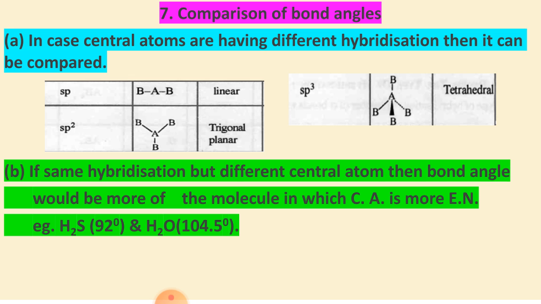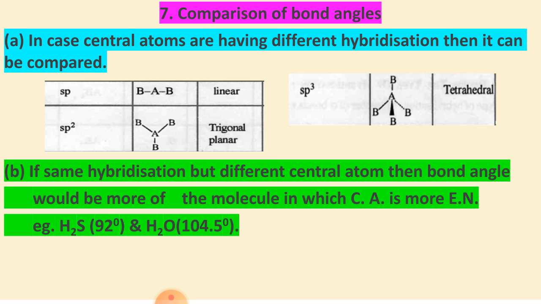So here you have to look: if the central atom is more electronegative and the surroundings are the same, in that condition, the more the electronegativity of the atom, the more will be the bond angle. So that's why water has a larger bond angle than H2S. Here the electronegativity of oxygen is more than sulfur, so this has a larger bond angle. Similarly, nitrogen in ammonia and phosphine: ammonia has a larger bond angle due to the greater electronegativity of the nitrogen atom.